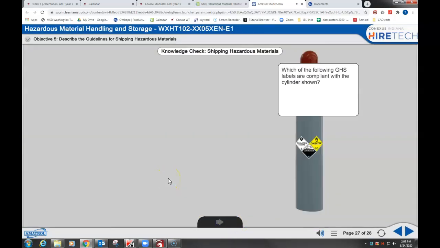Which of the following GHS labels are compliant with the cylinder shown?